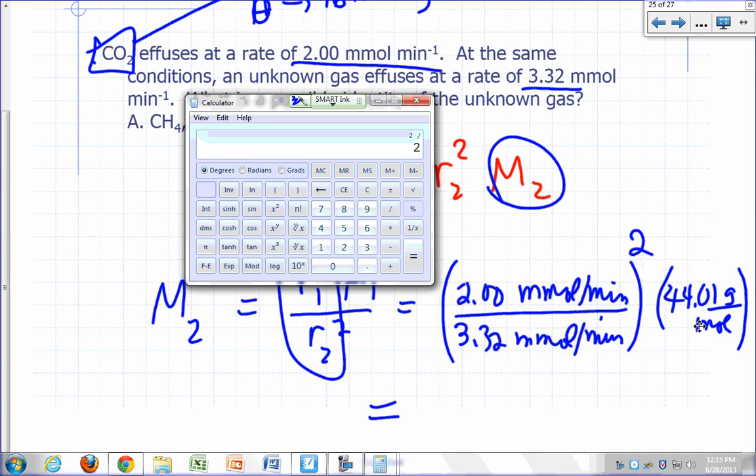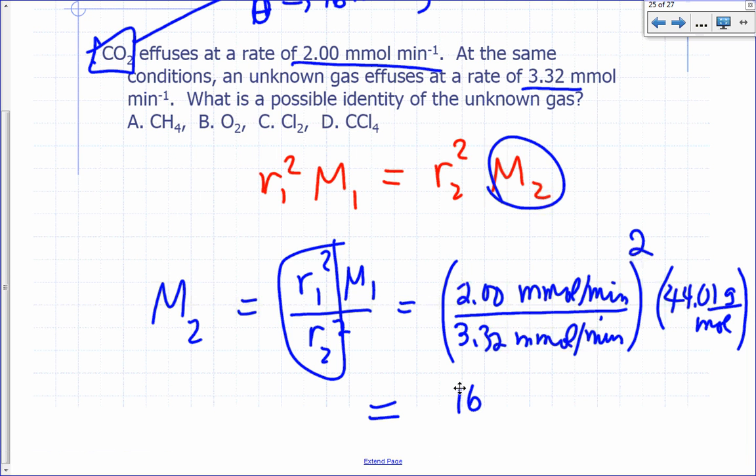2 divided by 3.32, that's 0.6. We square that, that's 0.36 times 44.01 equals 15.97. 3 sig figs, that's 16.0 grams per mole.